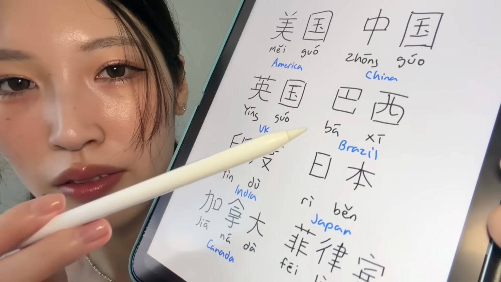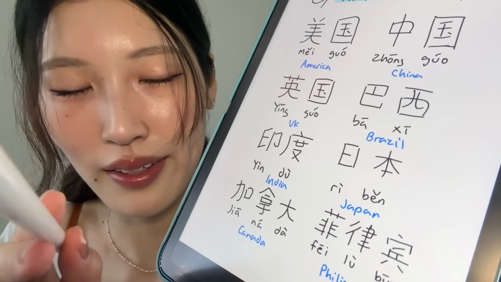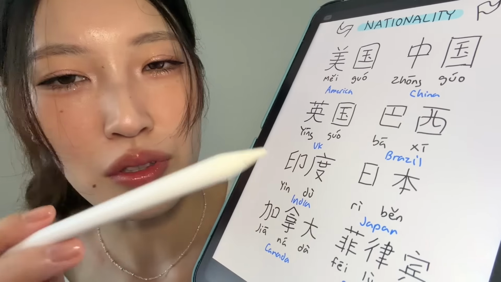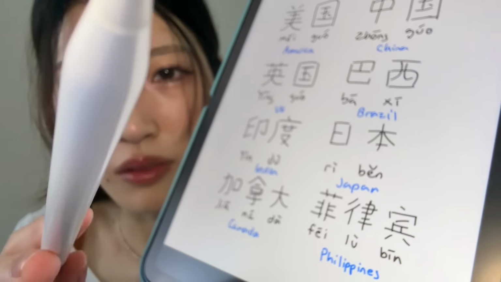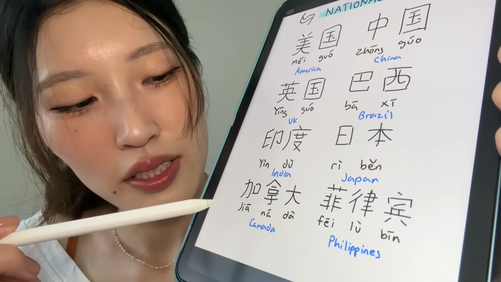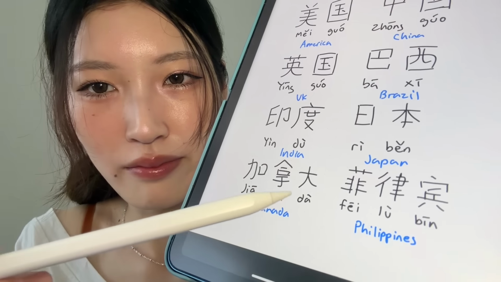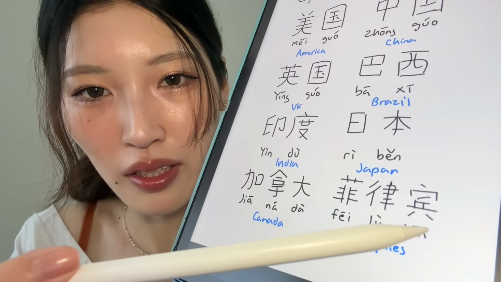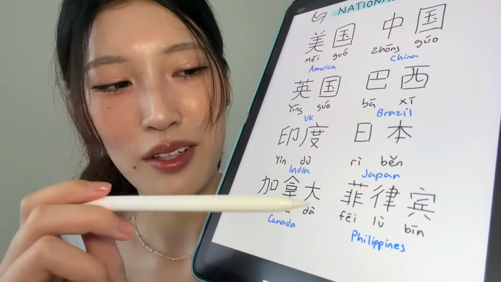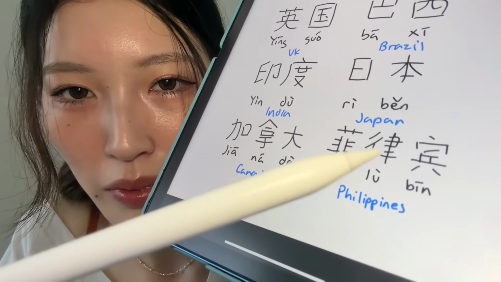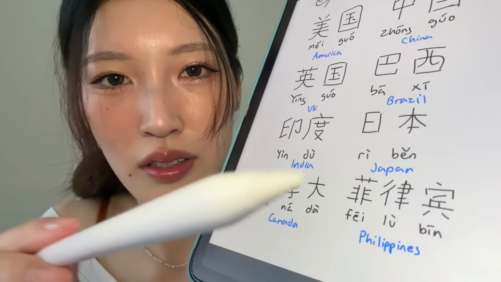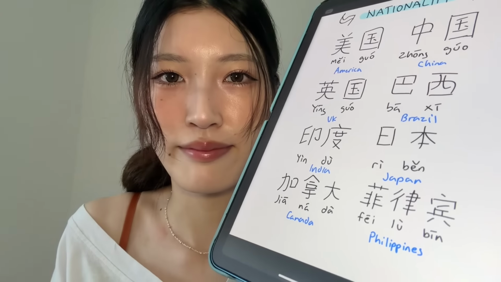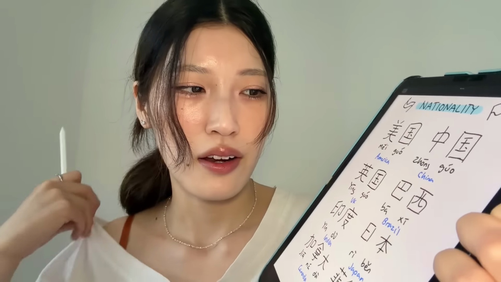So, 巴西, okay, 印度, 日本, 加拿大, Philippines. Sorry, I kind of mispronounced it. It's supposed to be kind of flat toned. Philippines. Okay. Alright.